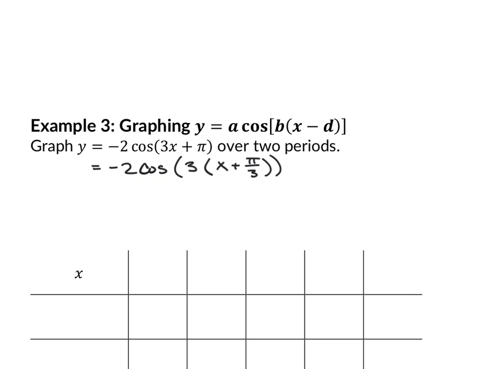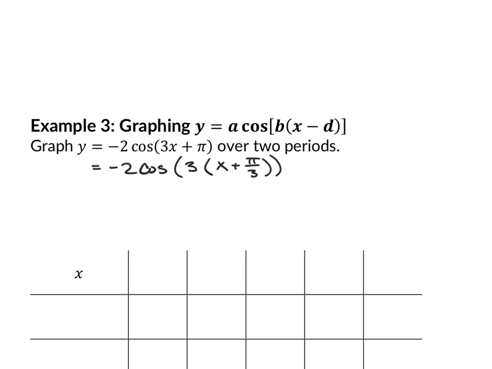So when I do this one, I know that I'm not only going to have a change to the phase shift, I'm also going to have some sort of change to the period of the function, so it just gets a little bit more complicated. But let's figure out our values for one period. I know the question says 2 periods. We will just repeat the shape.